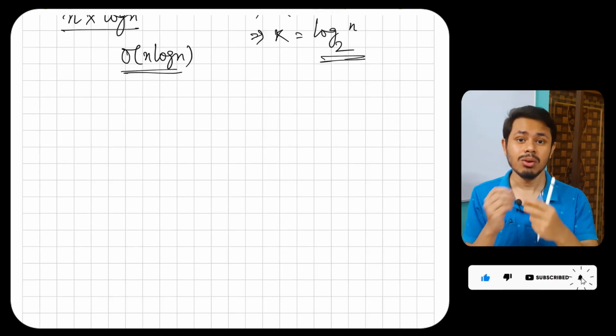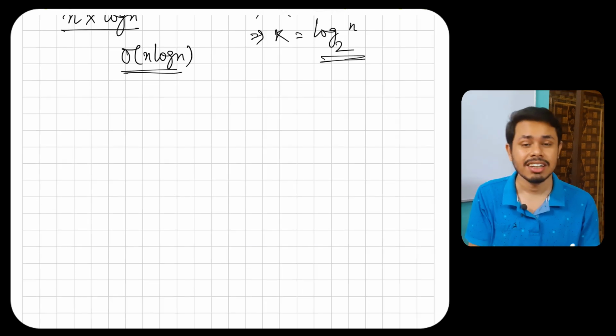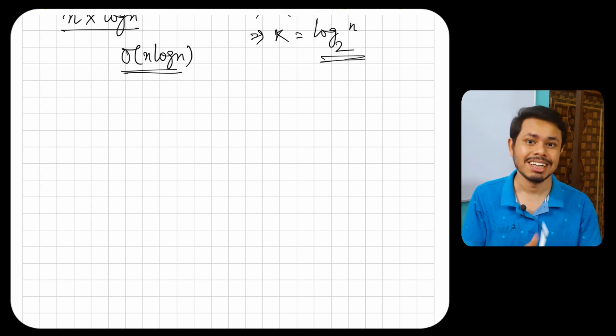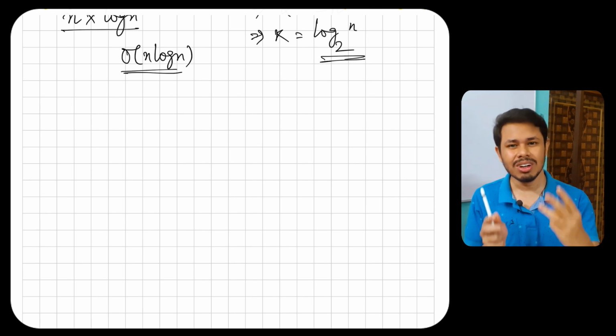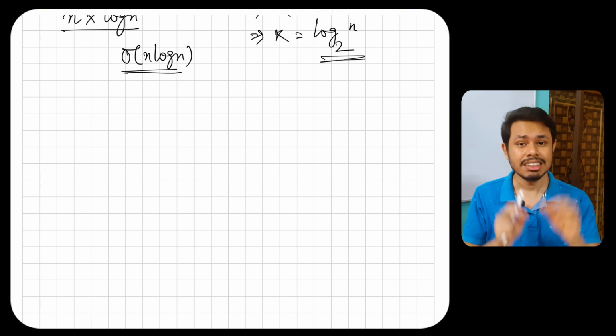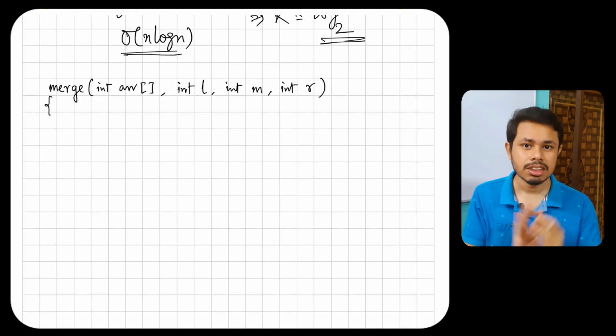Now let's look at how to write the code of a merge sort algorithm and, the most important thing, how to write the code for the merging algorithm, because this is the most important thing. Writing the merge sort algorithm requires only 3 to 4 lines of code, that's it. But writing the merging procedure is very, very important. Now let's look at the merge function.